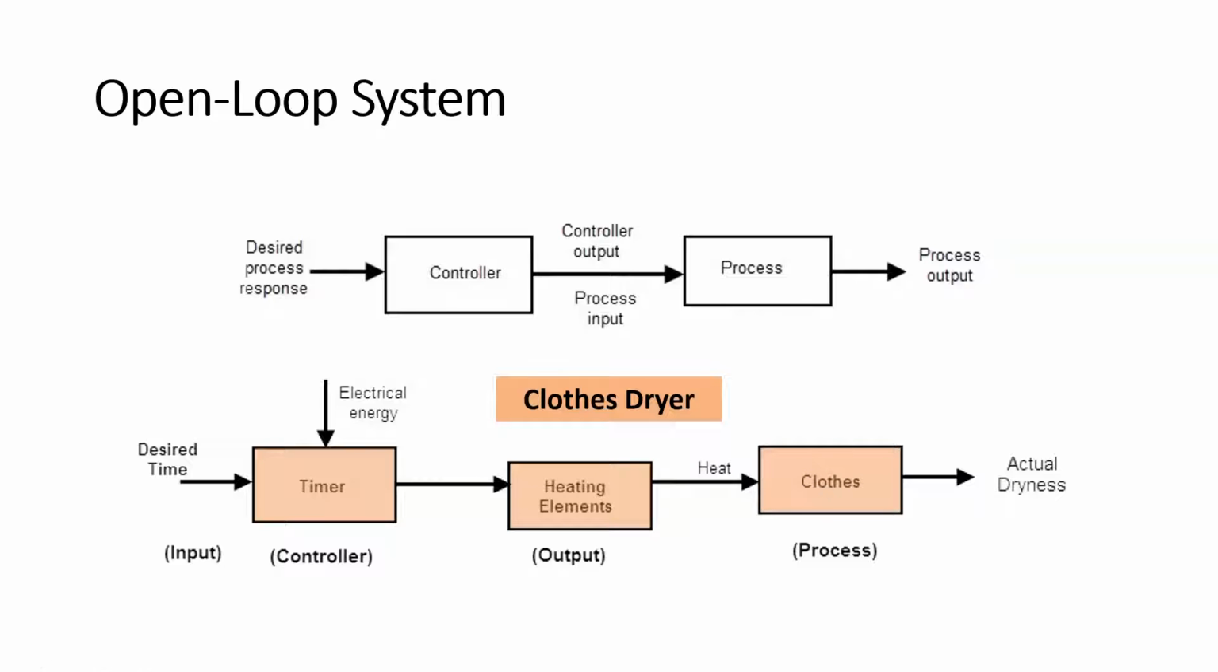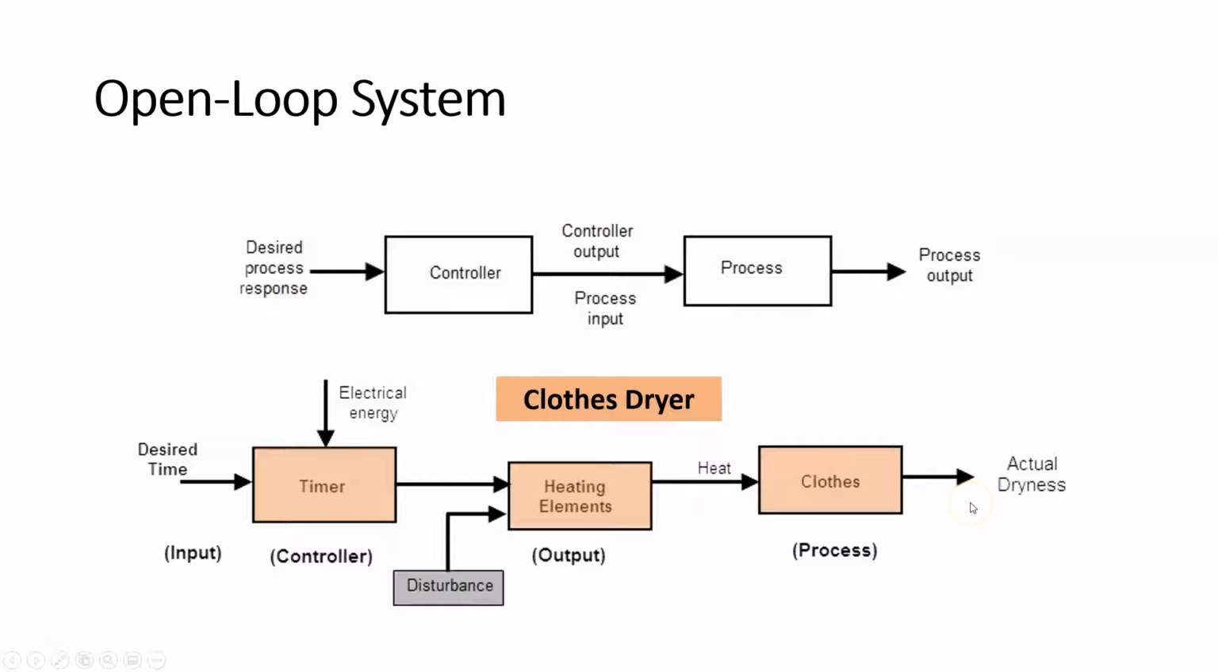Now, the problem with that is there's no mechanism to determine whether the clothes, in fact, are dry, or, in fact, if they're overdry, if you let it go for too long. So this is an example of an open loop system. There is no mechanism to determine if the clothes, in this case with the clothes dryer, are dry or not. It just turns on for 30 minutes and then it turns off.